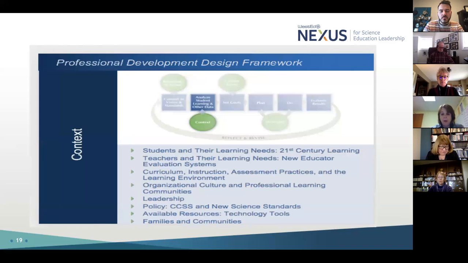In terms of leadership, likewise, you have to understand who are the school leaders in the places where you will be working. Are they supportive?